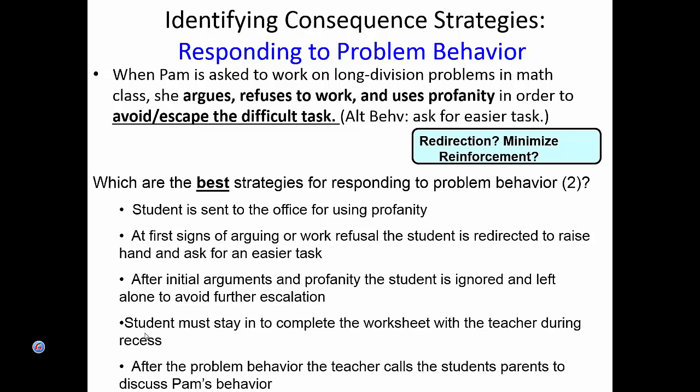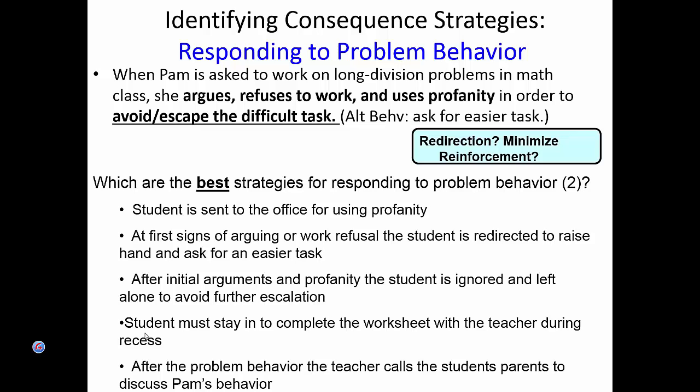So this is a scenario for avoiding and escaping difficult tasks, and we'll focus on responding to problem behaviors. So we're looking for the two best strategies here. When Pam is asked to work on long division problems in math class, she argues, refuses to work, and uses profanity in order to avoid or escape the difficult task. So we want to think about strategies that redirect the student back to the replacement behavior and make sure we're minimizing reinforcement for the problem behavior.